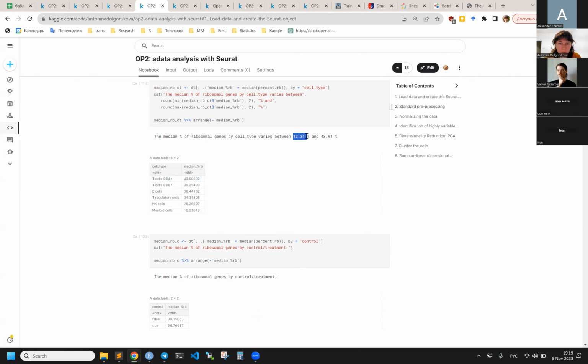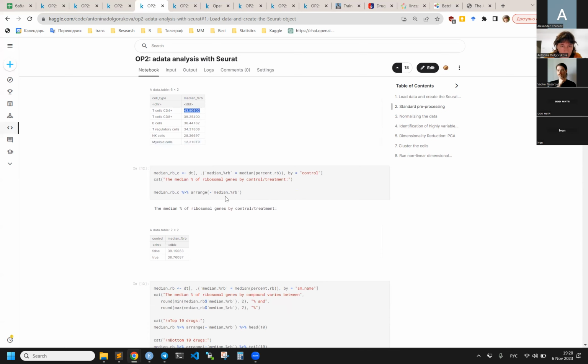It also varies highly, I would say, a huge variation from 12 to 43, 44%. Myeloid cells usually have a lesser amount of ribosomal genes, and CD4 plus cells have the largest percent of ribosomal genes. So this difference varies across cell types. Why so?